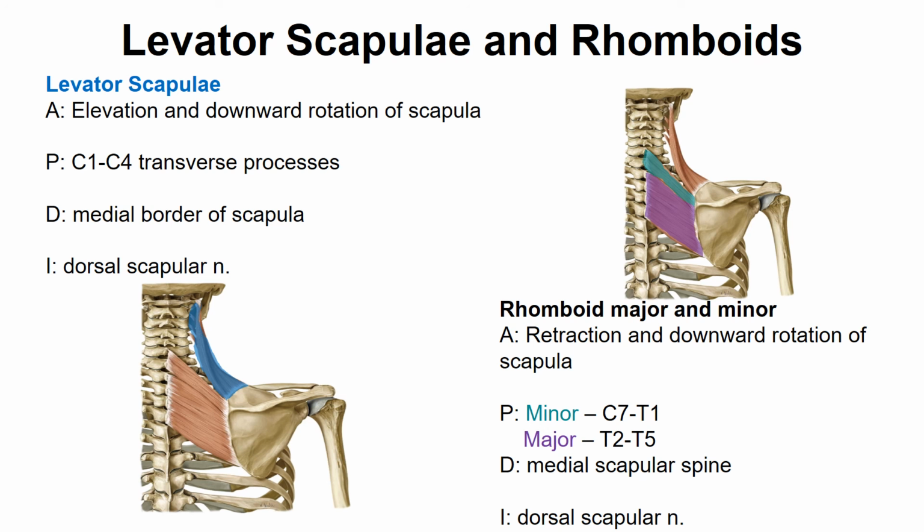So these three muscles along that medial border of the scapula on the posterior side are going to be innervated by the dorsal scapular nerve. Don't forget that the serratus anterior is on the anterior side attaching to the medial border, but it is not innervated by the dorsal scapular nerve. That is innervated by the long thoracic nerve.